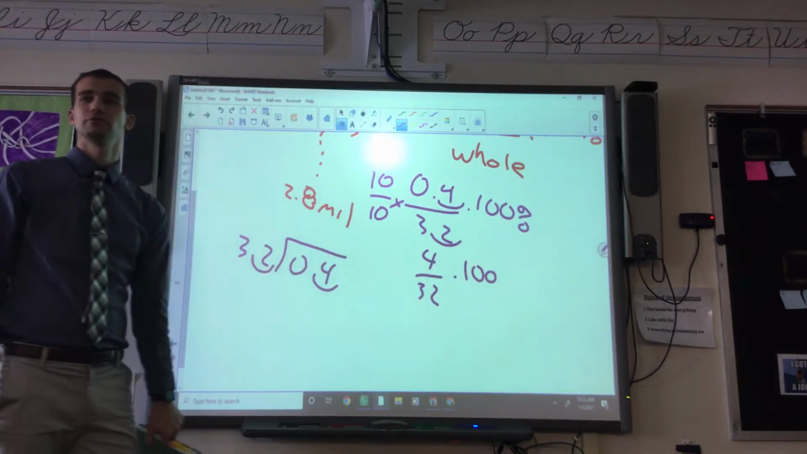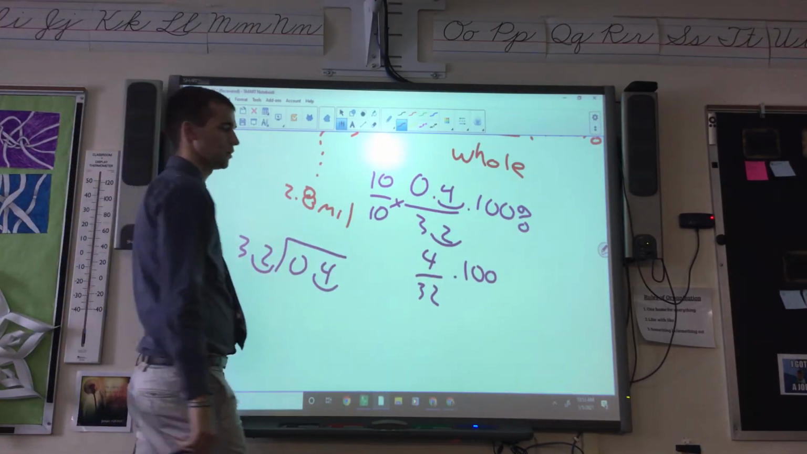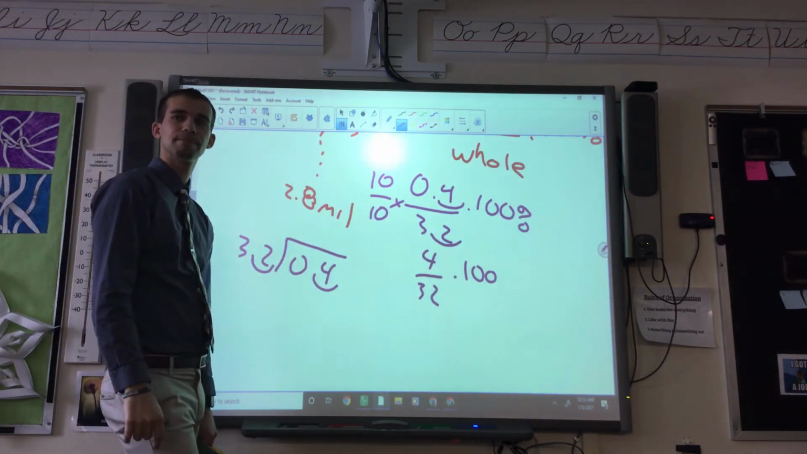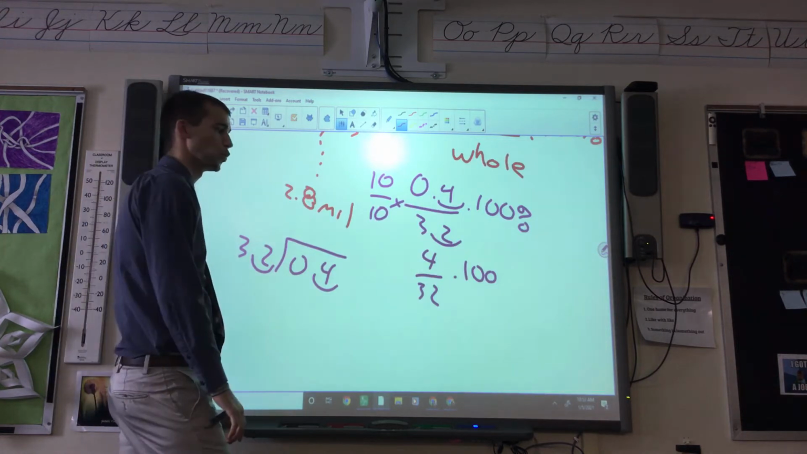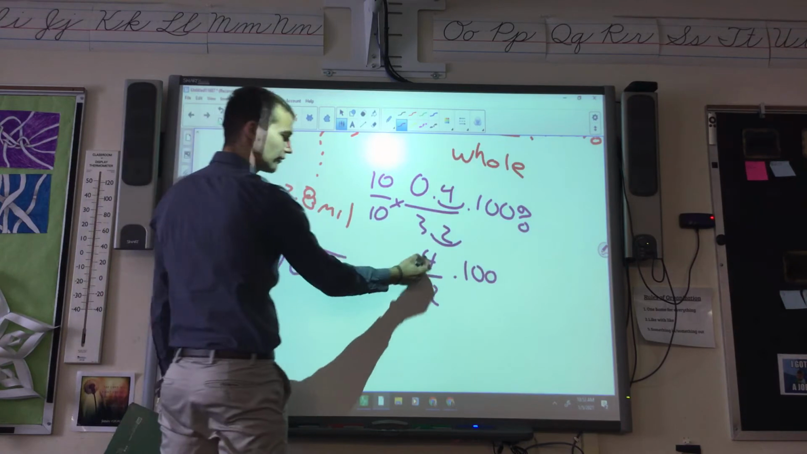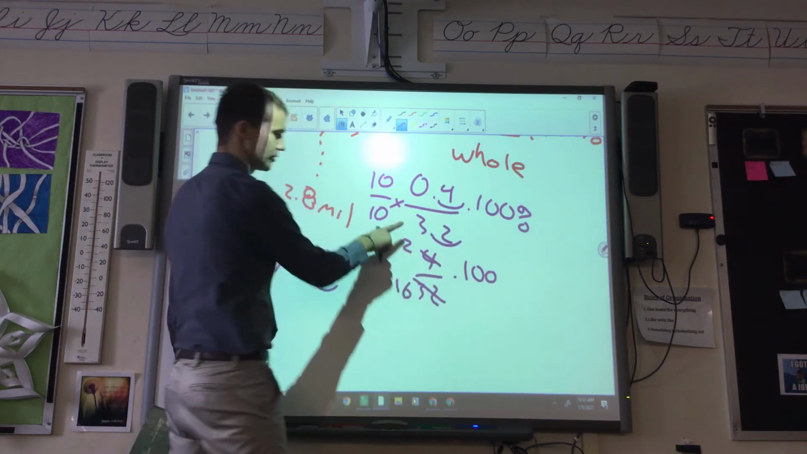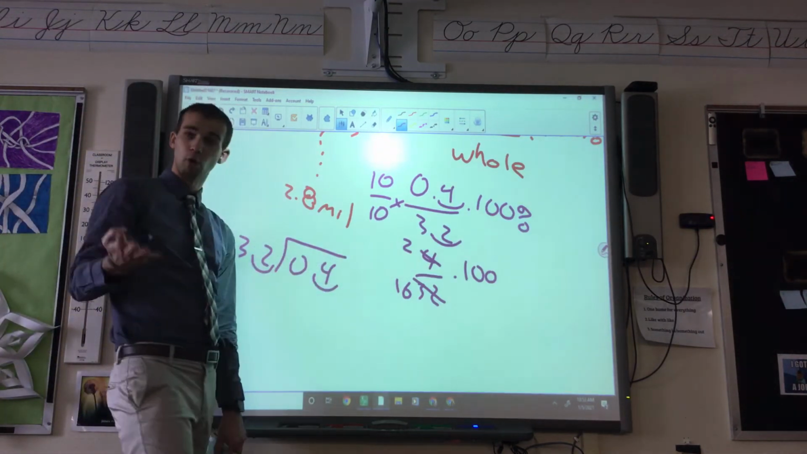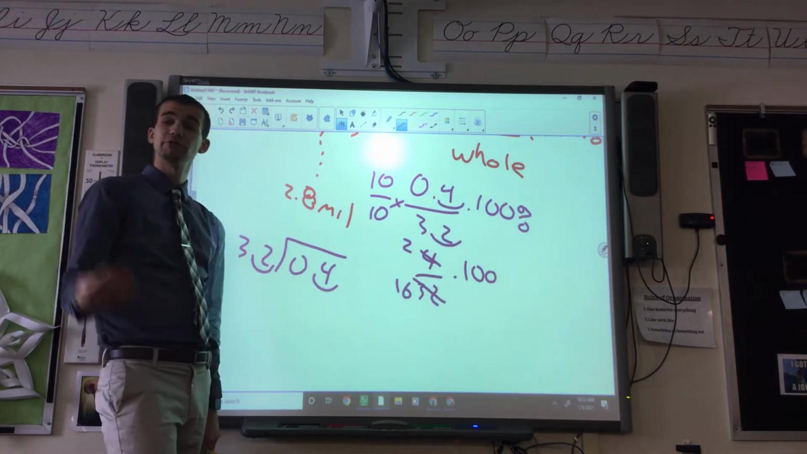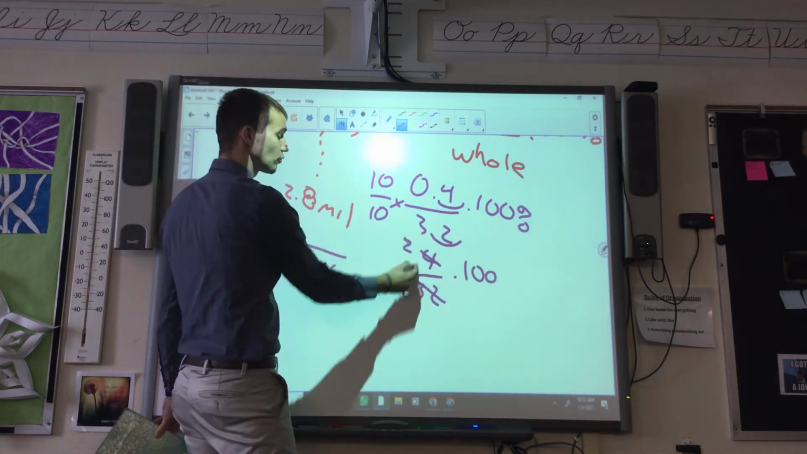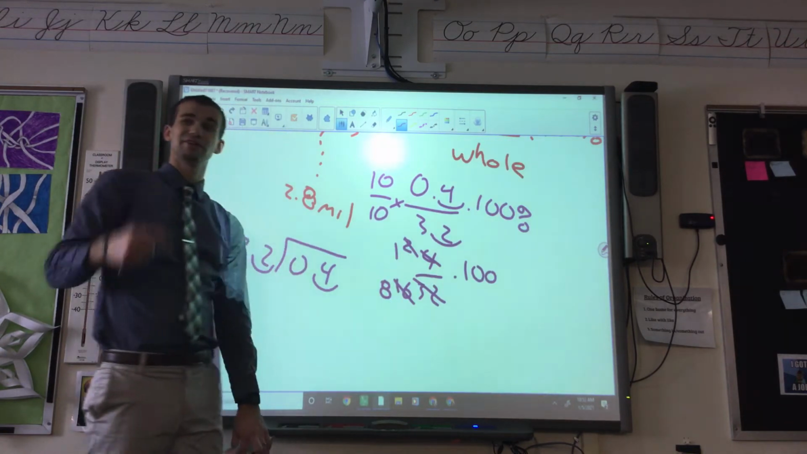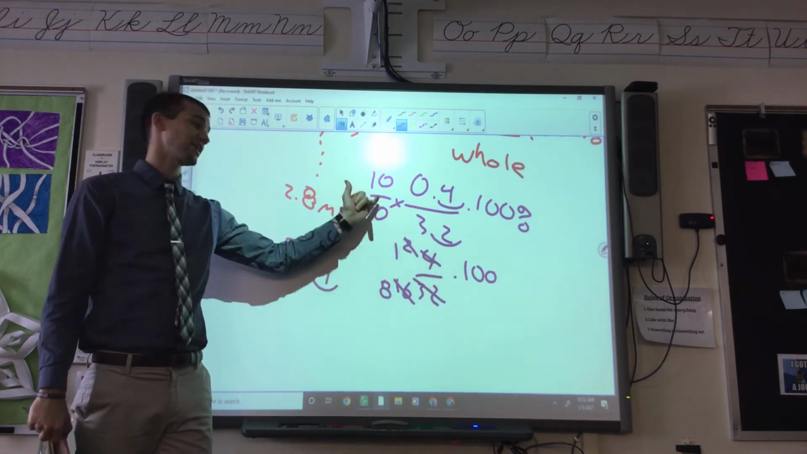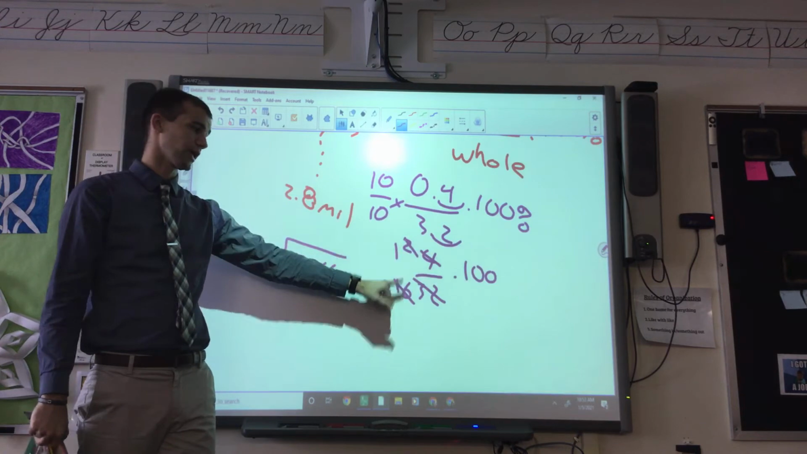4 over 32 reduces down to... think, what number goes into both 4 and 32? 2. Well, 2, yes. This becomes 2, this becomes 16, but there's another number that gets you even smaller. 4. So you would do 4, or you would do 2 again. It doesn't matter which one you do. If you can see the 4, then you want to do 4 right away. Either way, it's going to become 1 over 8. And one of you said 8. That's where you've got to be careful. Remember, the 4 is on the top, the 32 is on the bottom. If it was reversed, then it would be 8 over 1. But it's 1 over 8.